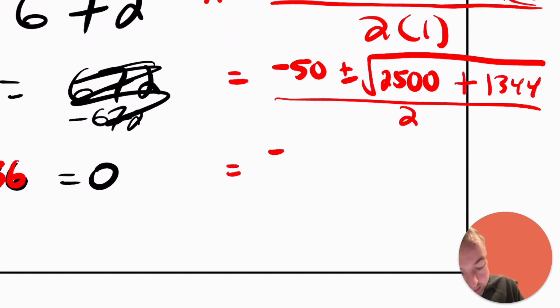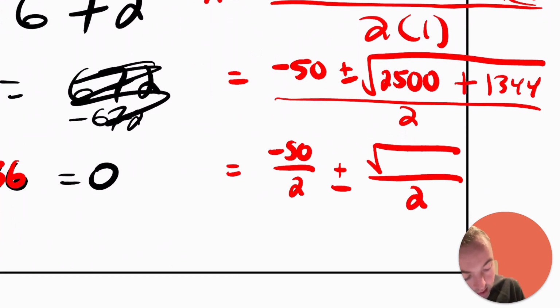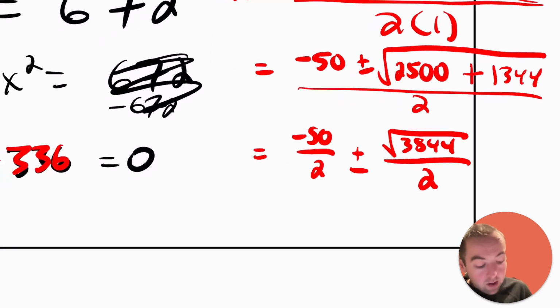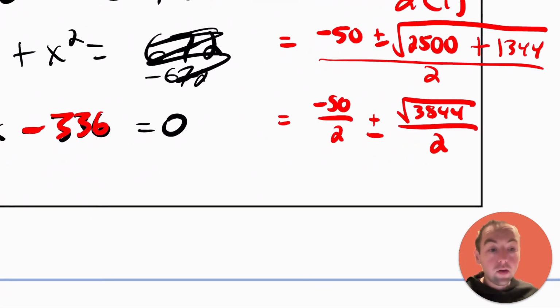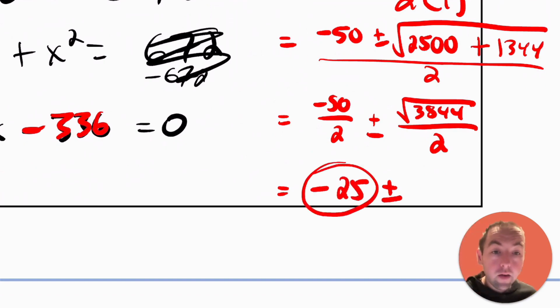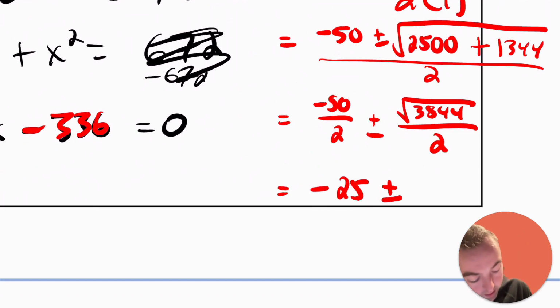All right, so we're going to get negative 50 over 2 plus or minus the square root of 2,500 plus 1344, which will give us 3844. So if you plug in 3844 under square root in your calculator, you'll find you get a nice whole number because 3844 is a perfect square. So we're going to end up with this. That actually is negative 25 because it's negative 50 over 2. And then you get 62 when you square root the 3844.